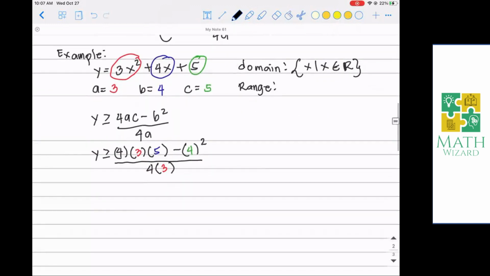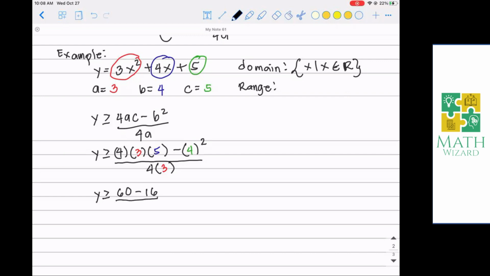And then, simplify lang natin. 4 times 3, i-multiply lang natin tong tatlong to. We just multiply them together. 4 times 3 times 5. Okay, so that's 60 minus 4 squared, 16. Mapapansin nyo, bakit minus pa rin? Negative times negative, positive. Kasi ang in-square natin yung 4. Yung 4 lang ang in-square natin, hindi kasama yung sign sa labas.